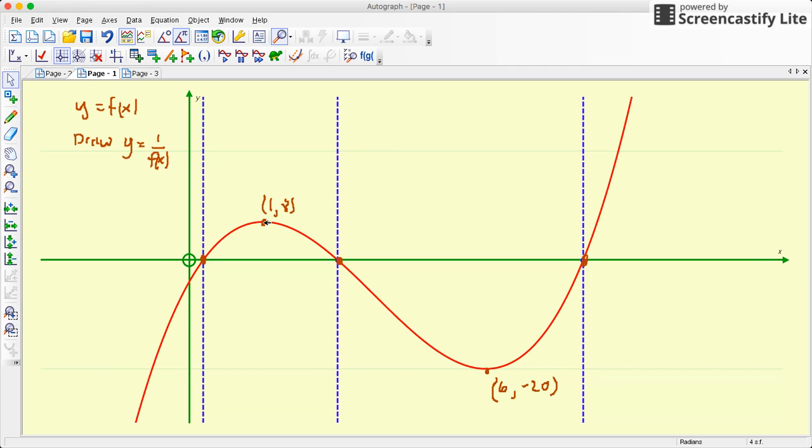Second thing, this local maximum becomes a local minimum. So I know my curve is going to go through (1, 1/8). Again, you might need to watch the last video to see why. If I put 1 into here, I get 8. So it's 1 over 8 comes out when I draw the reciprocal. And likewise, it's going to go through here at (6, -1/20).